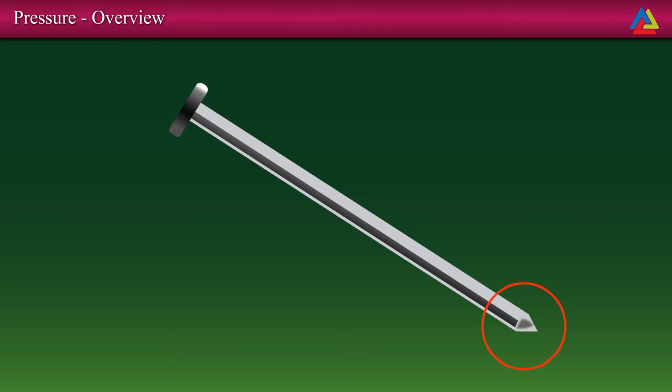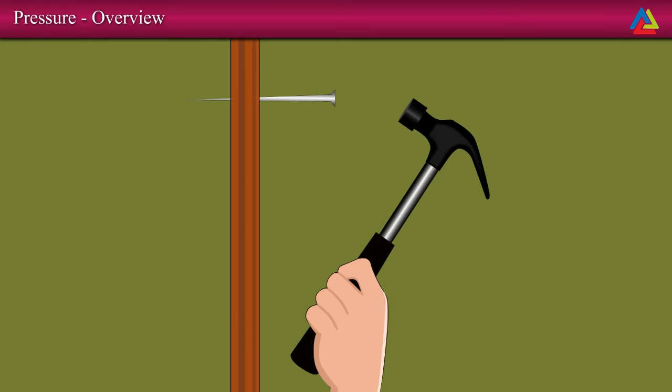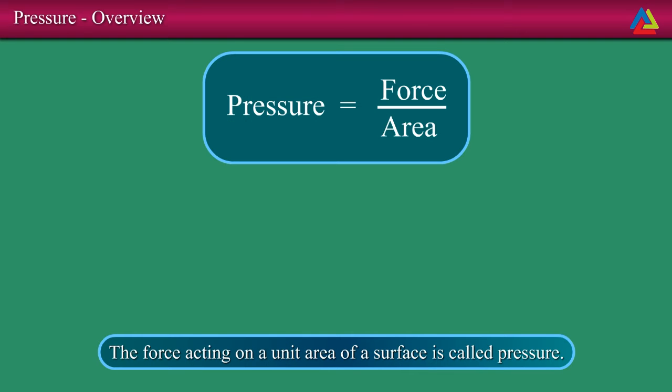This nail has a pointed end. Hence, the area over which the force is applied is small. This results in greater pressure and allows the nail to push through. The force acting on a unit area of a surface is called pressure.